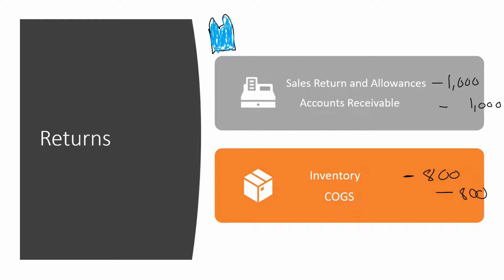Okay, so now let's go back and talk about the sales returns and allowances. The biggest thing you have to know is that this account is a contra revenue account. It holds a debit balance instead of a credit, and it allows the company to see the amount of the original sale and see the items that reduce the sale to net sales.